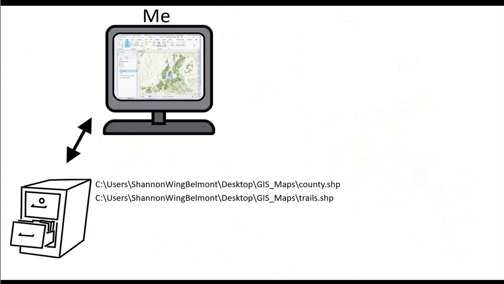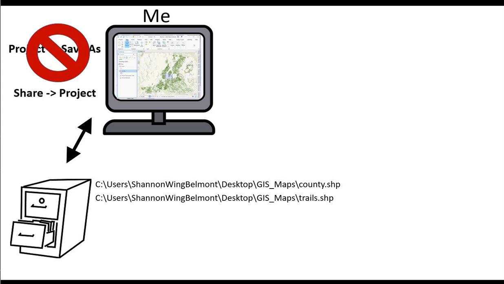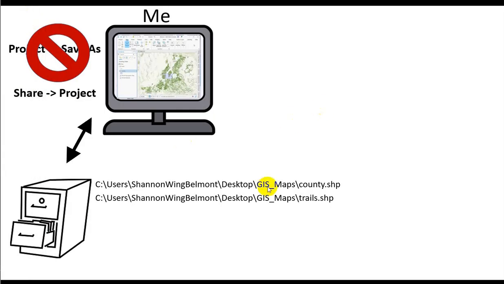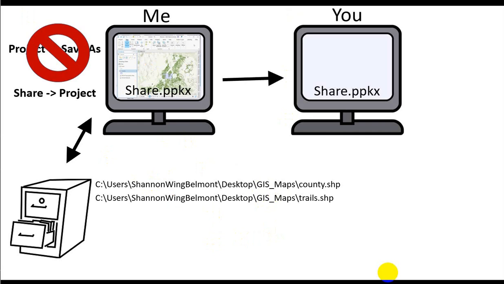You can share your project in a different way. So here's me working on the project again, but instead of doing a project save as, we're going to do a share project, and I'll show you that. So we're going to go under the Share tab and Project. This opens up a tool that's going to walk you through the process of packaging this whole project with the data into one compressed folder. So the file extension for that is called a PPKX, project package file. I'm going to name it Share, and I'm going to email that to you.